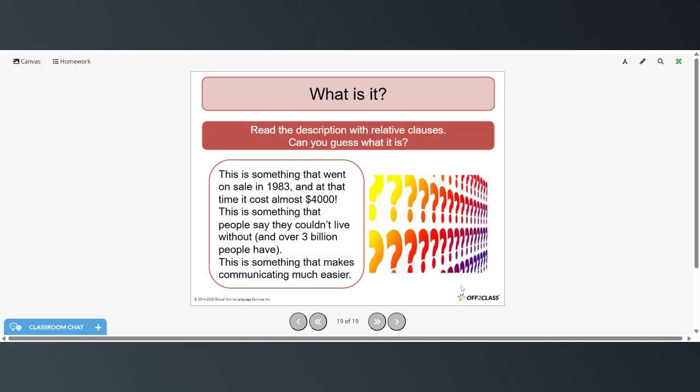This is something that went on sale in 1983, and at that time it cost almost $4,000. This is something that people say they couldn't live without, and over 3 billion people have. This is something that makes communicating much faster. This would be a personal computer.